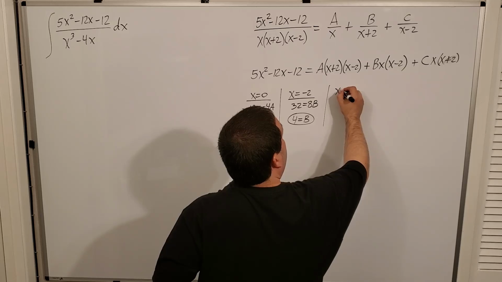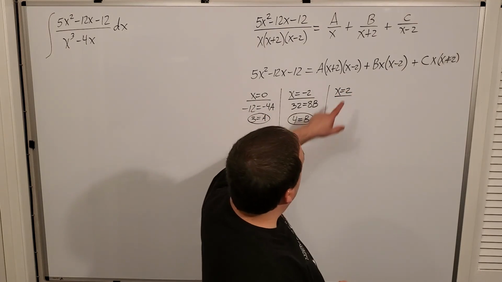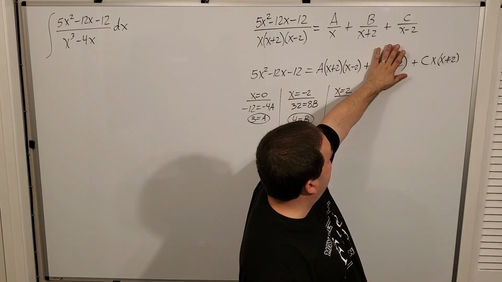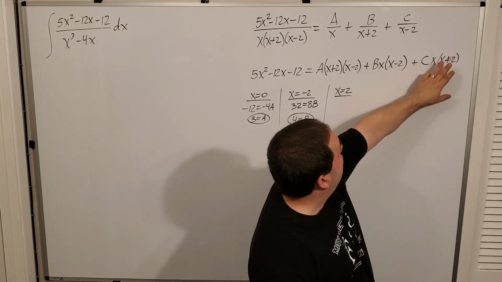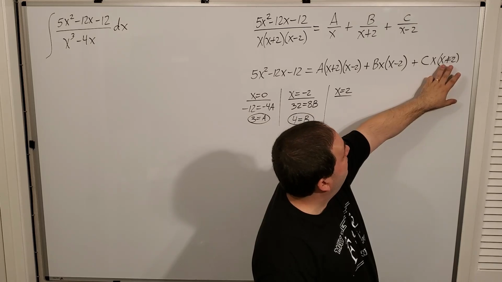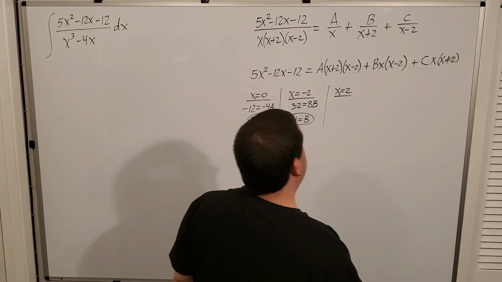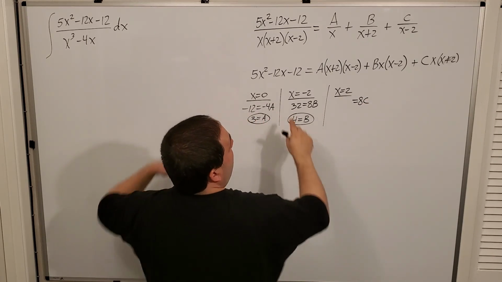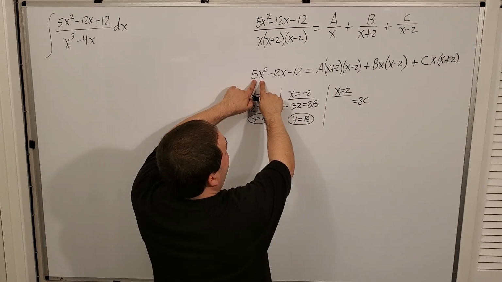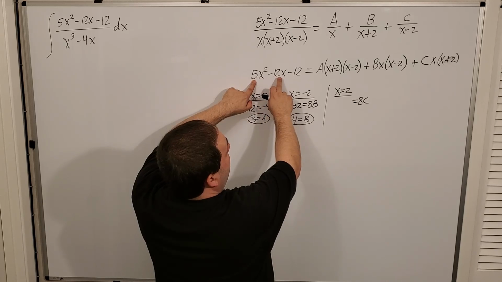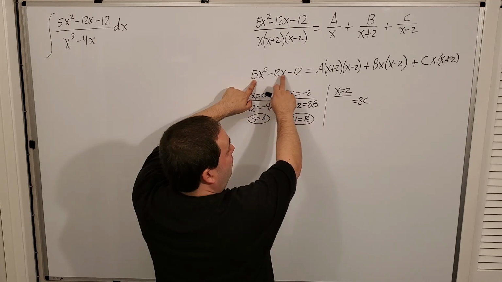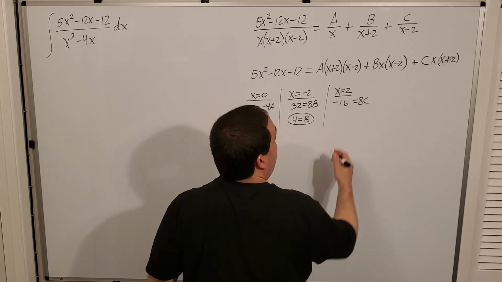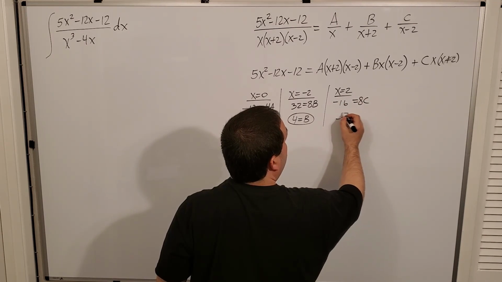Next, I'll do when x is positive 2, because that'll wipe out anything that has an x minus 2. So that's zeroed out, that's zeroed out. I'm going to have 2 times 4, because 2 plus 2, right? 4 times 2 is going to be 8C. So I know that side is 8C. Over here, when I plug in 2, I get 5 times 4 is 20, minus 24 is negative 4, minus 12 is negative 16. Dividing by 8 now gives me that negative 2 is equal to C.